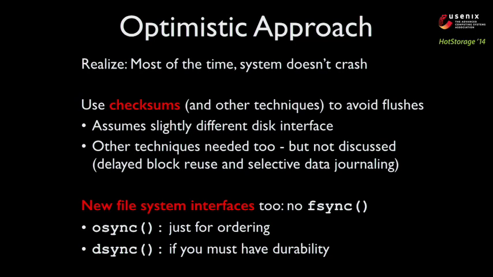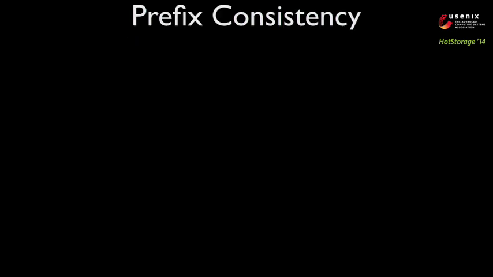and we'll use it in a couple places. And then there's a couple other techniques that we use too to make this all kind of streamline and generally avoid cache flushes. We do assume a slightly different disk interface than is available today. I think it's actually a bit of a detail, but I'll tell you about that too. And then we have a new file system interface, which I already talked about, OSync, and then as Brian asked, dsync if you really have to have durability. The goal of Octafs is to provide prefix consistency.